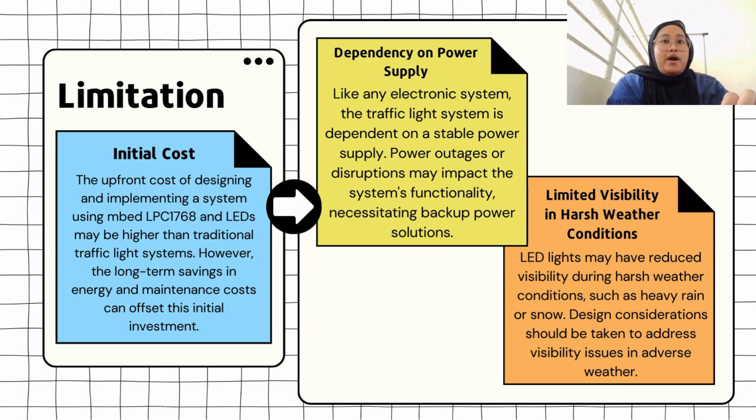Second, dependency on power supply. Like any electronic system, the traffic light system is dependent on a stable power supply. Power outage or disruption may impact the system functionality, necessitating backup power solution. Lastly, limited visibility in harsh weather conditions. LED lights may have reduced visibility during harsh weather conditions, such as heavy rain or snow. Design consideration should be taken to address visibility issues in adverse weather.